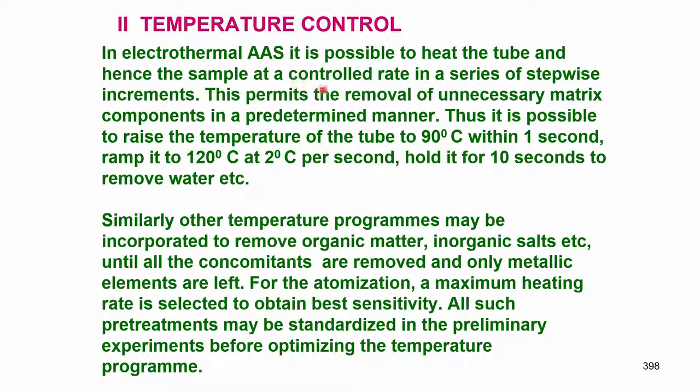So, continuing our discussion on the temperature control, in electrothermal atomic absorption, it is possible to heat the tube and hence the sample, because we put the sample inside the tube. So, we can heat it at a controlled rate in a series of stepwise increments. This is the beauty of electronics. This permits the removal of unnecessary matrix components in a predetermined manner.